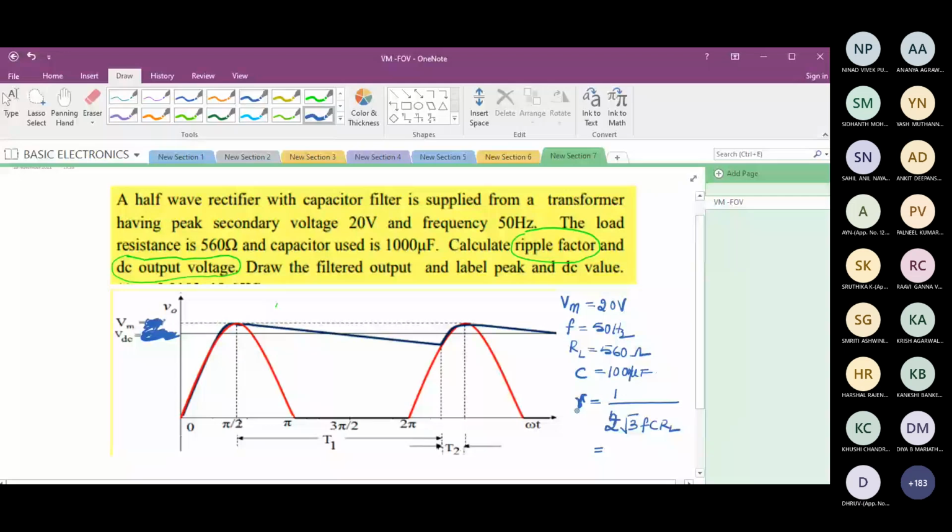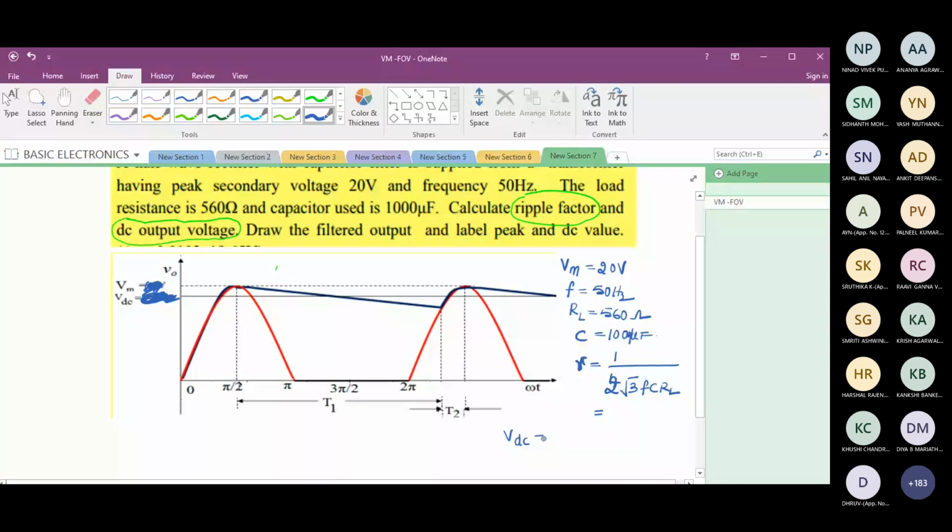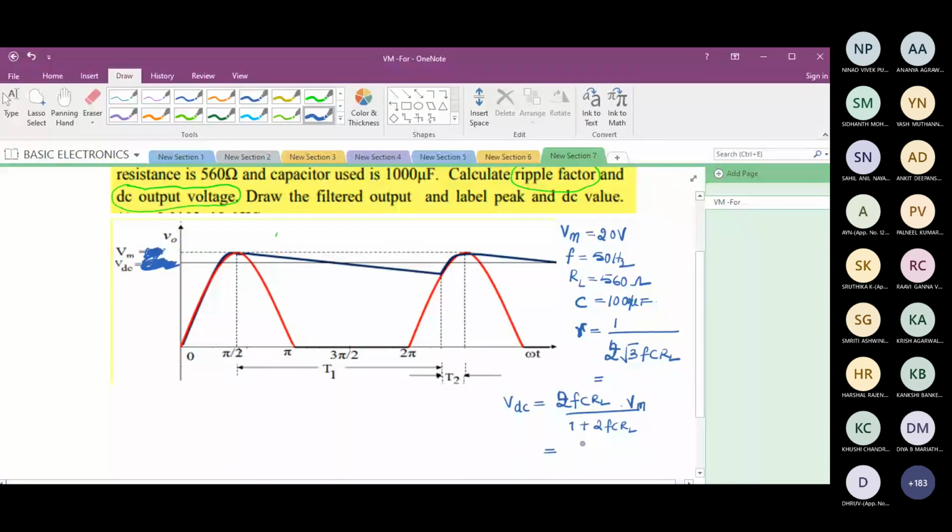And what about the VDC part? What is the formula for VDC? 2 FCRL divided by 1 plus 2 FCRL, into the peak value VM. How much do you get this? Both of you calculate and tell me. I will erase this and write 1000 microfarads.